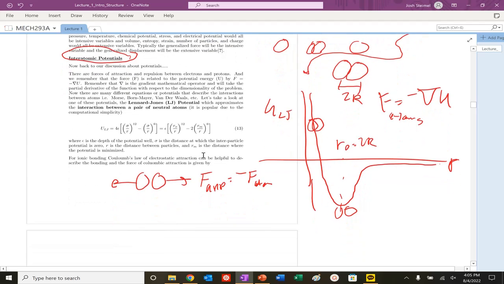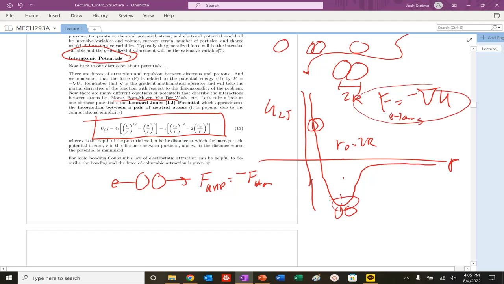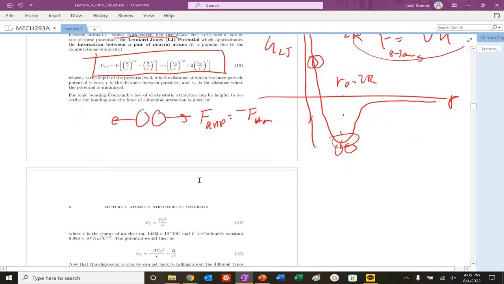So, lots of different types of potentials: Morse, Born-Mayer, van der Waals, etc. But the Lennard-Jones potential is a very, very important one. And I could find where the force is maximized. If I want to find the equilibrium distance, I'm just going to take that function, take the derivative, set it equal to 0, and solve.